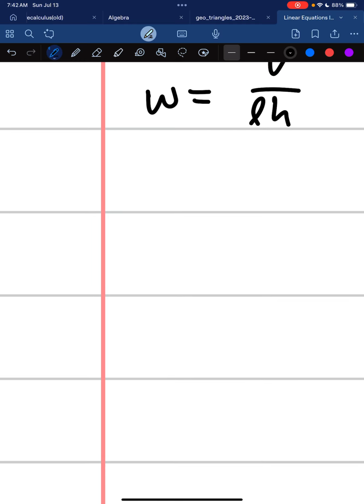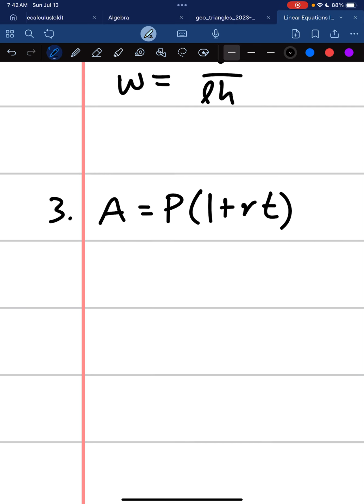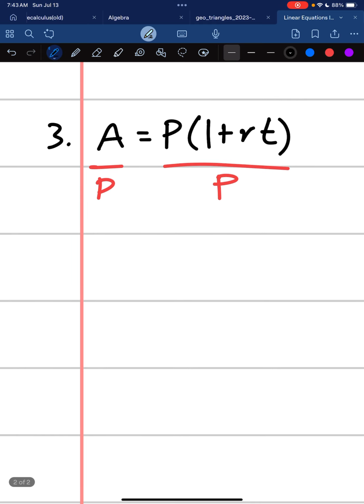I could also have this one. Let's say A equals P times 1 plus RT. So let's say that I wanted to solve this one for R. One thing you might be tempted to do is to distribute this P into the parentheses, but honestly, I don't think that's a good idea here. It would be much simpler for us if we just divide both sides by P, because what happens is we get rid of the P entirely, and we're left with A over P equals 1 plus RT.